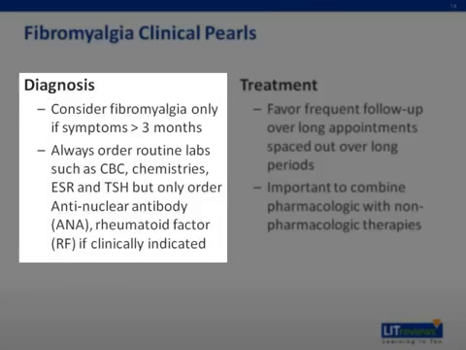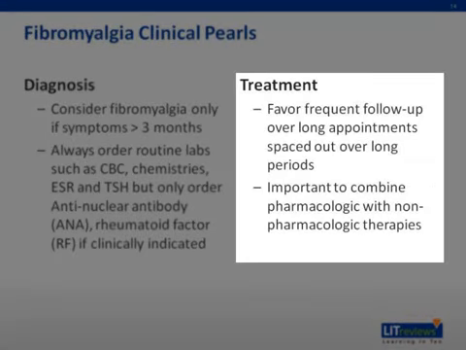As an example, the initial evaluation of a fibromyalgia patient should include the evaluation of thyroid function, because you certainly don't want to miss hypothyroidism, which can explain many of the symptoms of fibromyalgia. In addition, you should only order an ANA or rheumatoid factor if clinically indicated and not on every patient. In terms of treatment, fibromyalgia patients often need a great deal of reassurance. For difficult patients, frequent short appointments are often more beneficial than infrequent, longer appointments. Finally, remember that it is important to combine pharmacologic with non-pharmacologic therapies for maximum benefit. Combinations of pharmacologic therapies can also be used.